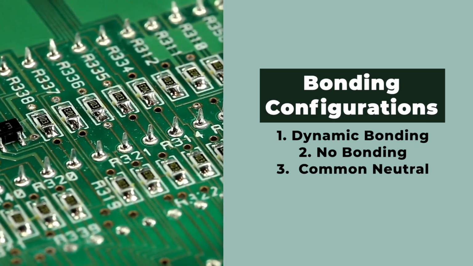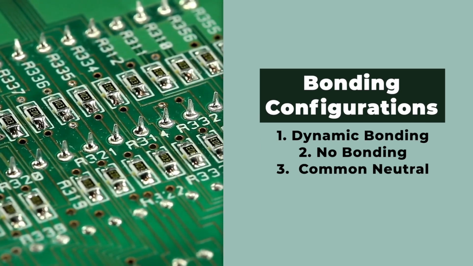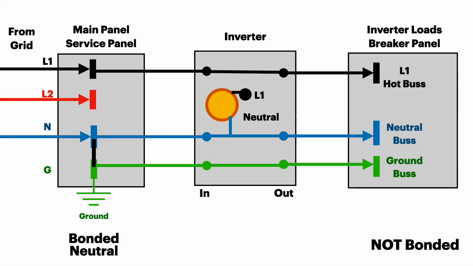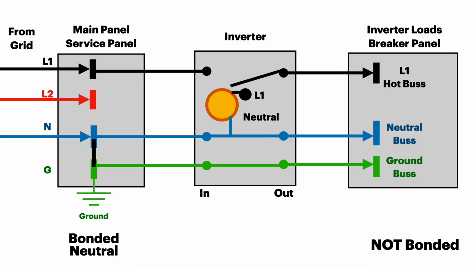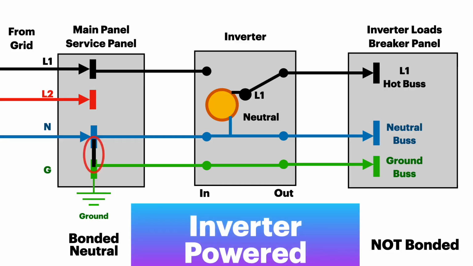Our next one is going to be called common neutral. Common neutral bonding. This is my favorite by far. I hope this is the future of how inverter bonding is done. Basically, your neutral in and your neutral out are hardwired. They're always connected. When you are in grid-powered mode, you're using the bond over in the main service panel. When you're in inverter mode, you're still using the bond over in the main service panel. Makes things so much simpler.